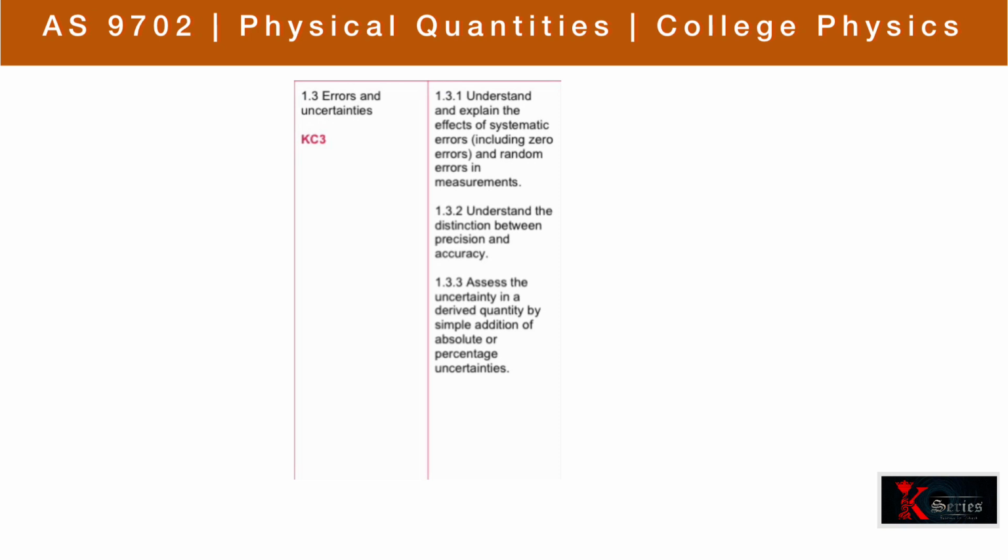So today we're going to be starting off the second part of this chapter, which is errors and uncertainties. The learning objectives are: understand and explain the effects of systematic errors, including zero errors, and random errors in measurements; understand the distinction between precision and accuracy; assess the uncertainty in a derived quantity by simple addition of absolute or percentage uncertainties. So we're going to be covering these in this particular video.